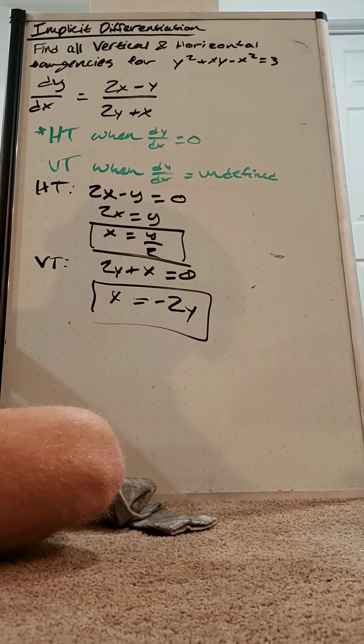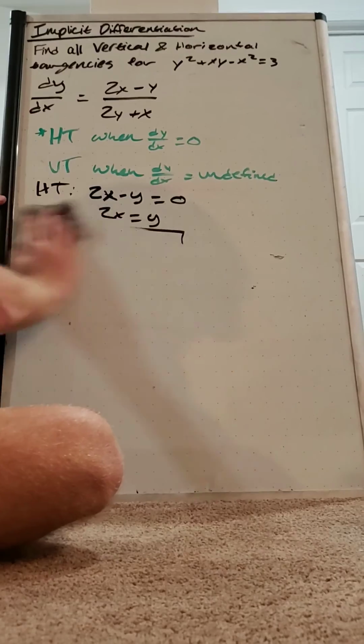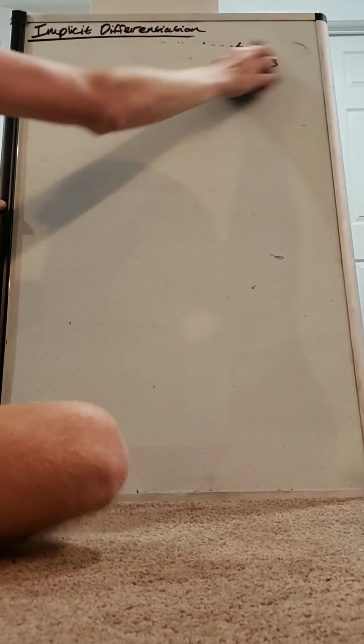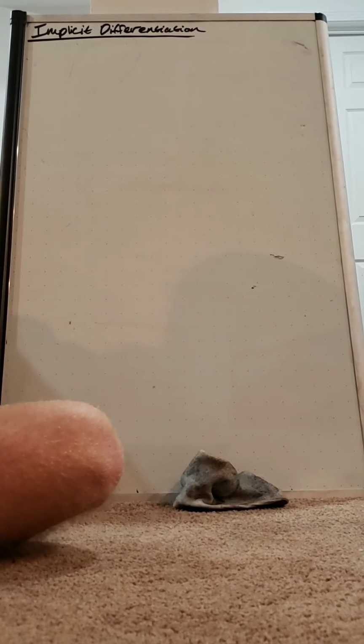I know this can be kind of confusing, so obviously if you have questions, let me know and I'll do my best to answer them. But the main thing about implicit differentiation is just differentiate everything as normal, and then if it's not an x, multiply by dy over dx, and then solve for that.